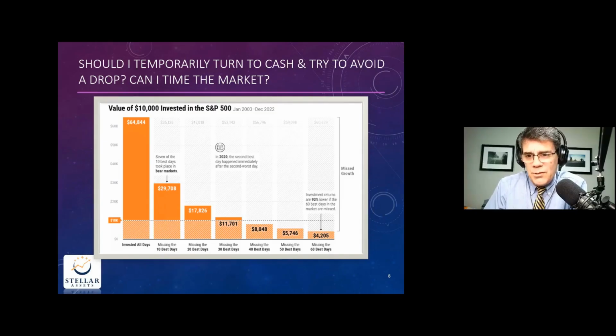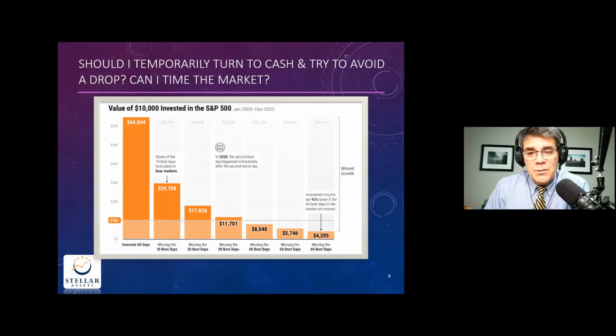When people are concerned, they ask if they should temporarily turn to cash. Or in other words, can you time the market? And the answer is a resounding no. Many have tried. It makes sense, right? Market's high. I'm going to wait for it to go back down. There are many reasons why timing the market doesn't work.